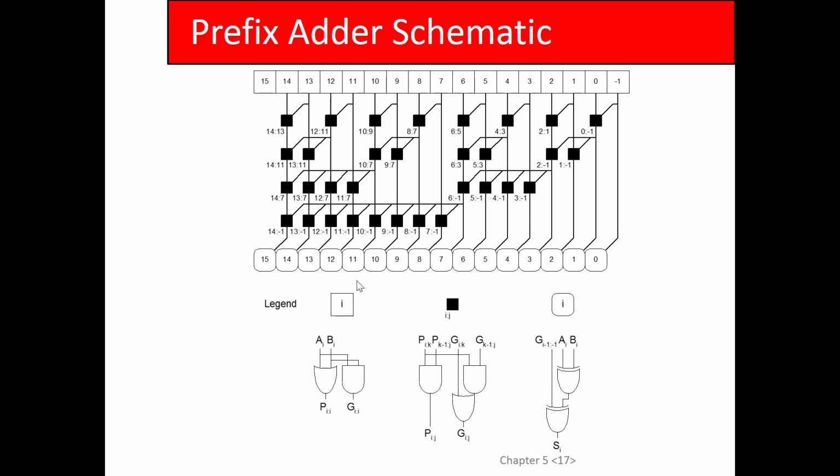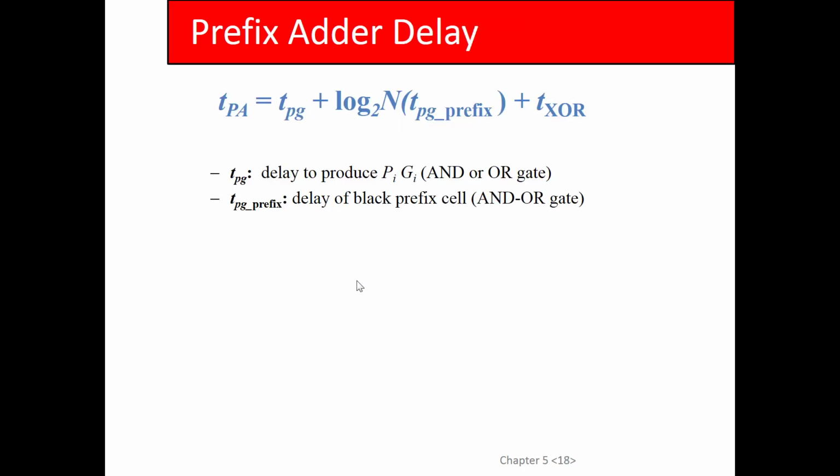And then once you've got all those, then you've got the carry in to each output bit. Once you've got the carry in, then it's just a matter of sticking that along with the 2 inputs into an XOR gate. Okay, so the advantage of this is that its delay scales with the log base 2 of the number of bits. So all of these adders get slower as you add bits.